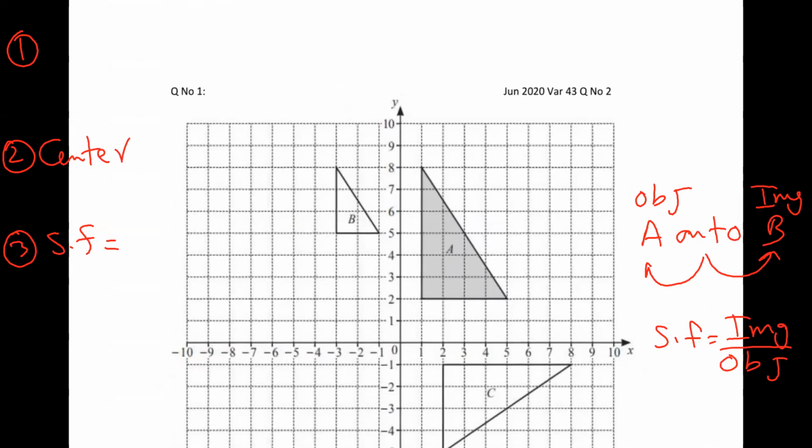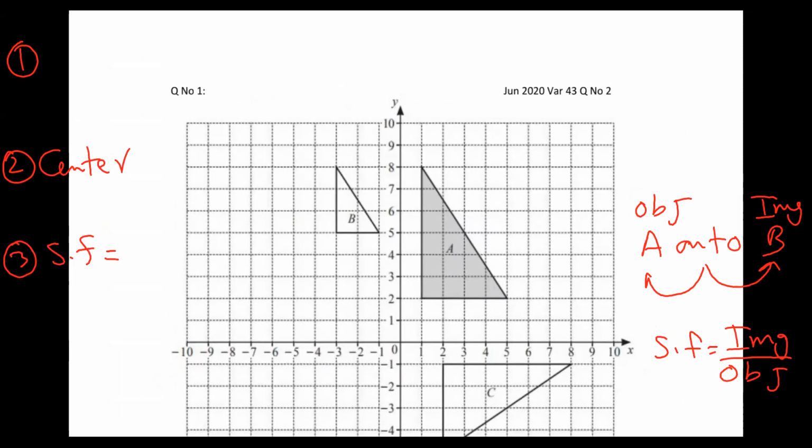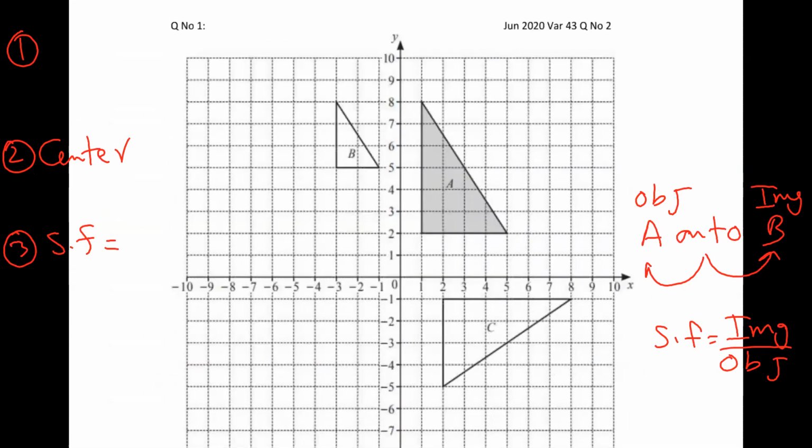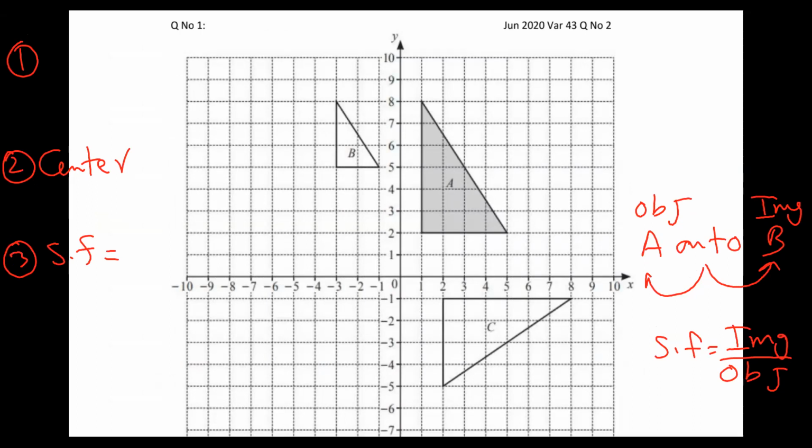When we have this kind of question, first we know what is going on from A to B, because it says A onto B. A is a bigger diagram and B is a smaller diagram. So it is very clear that it is an enlargement. One mark is for getting the word enlargement. If you just write the word enlargement, you get 1 mark out of 3.